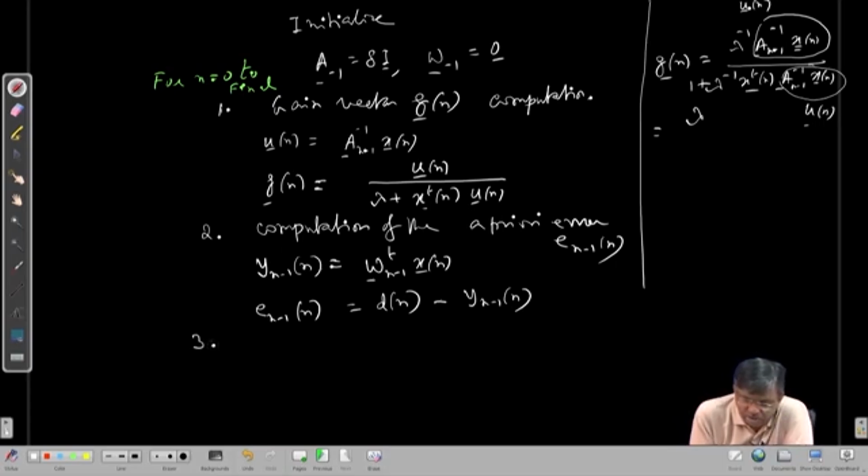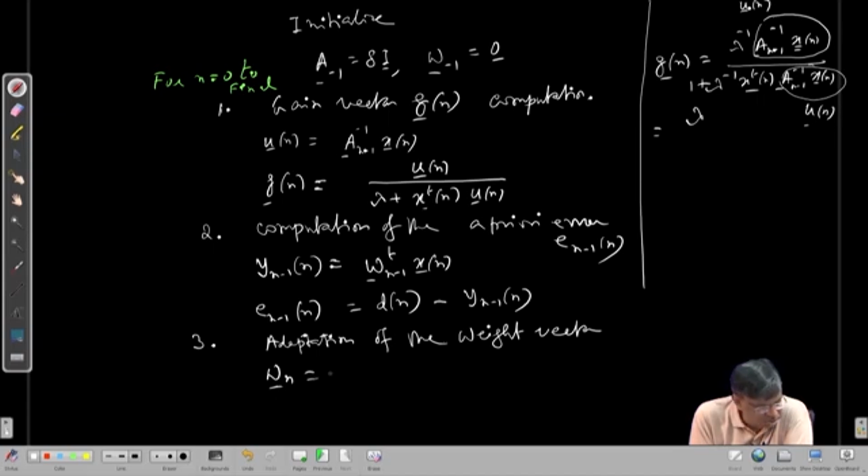Number 3, adaptation of the weight vector. Simply we derive the formula, it was W n minus 1 plus G n times the error. Number 4, now this is the correct weight vector.